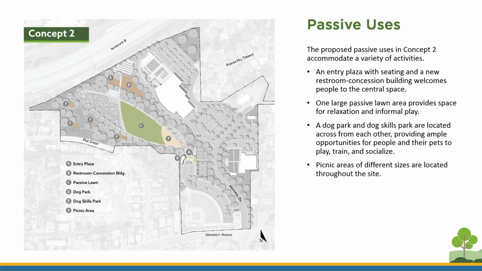Let's move on to the outdoor spaces, starting with the proposed passive uses in Concept 2. An entry plaza with seating and a new restroom concession building welcomes people to the central space. This time, though, we have one large passive lawn area that provides space for relaxation and informal play. A dog park and dog skills park are located across from each other in this concept. Picnic areas of different sizes are located throughout the site.